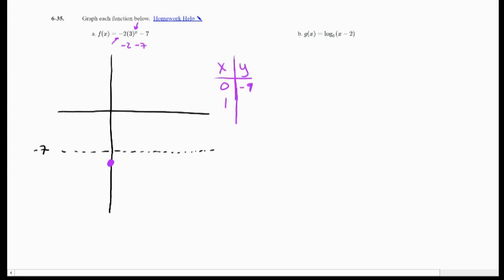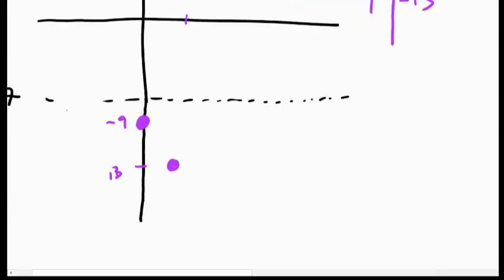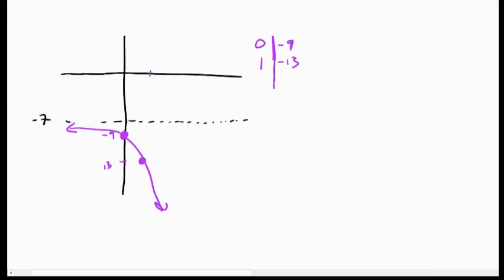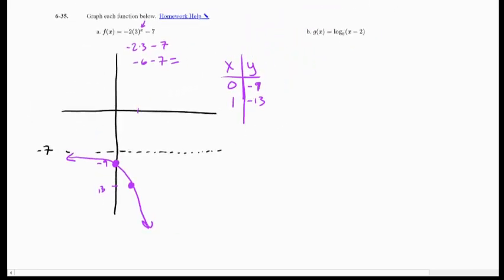The second number I'm going to plug in is 1. Again, just to make the math easy here, I plug 1 into my exponent. It becomes -2 times 3, which is -6. And -6 minus 7 is -13. So this is not to scale, but this is (1, -13), and -9 for the first point. And my graph here, oops, that's wiggly. Let's try that better. That's a little bit better. And so there's my exponential function graphed.